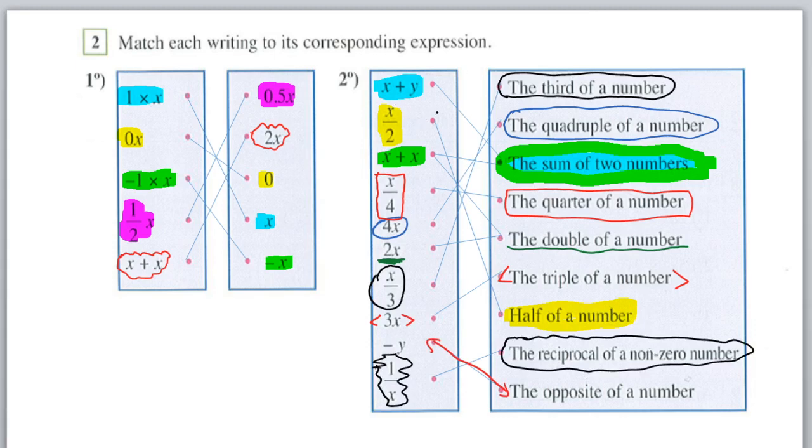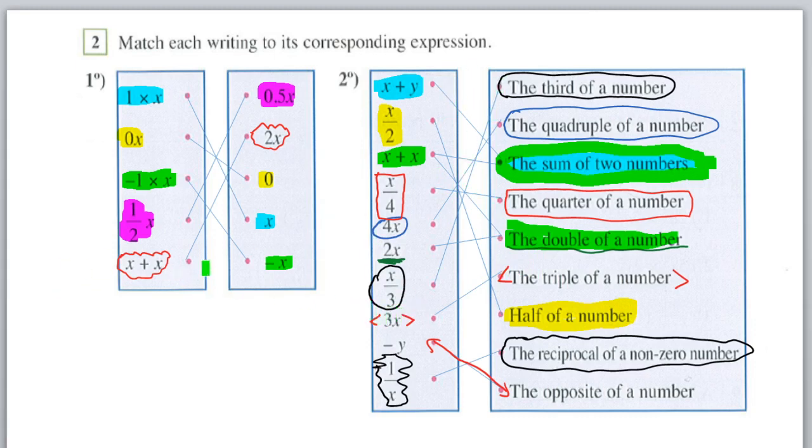Here, when I was talking about x plus x, it is the sum of two numbers, yes, but it's something else also. X plus x is 2x, so it should also go to a double of a number. So it's also the green one. If you get confused with the colors, they are matched. So you could revise them again.